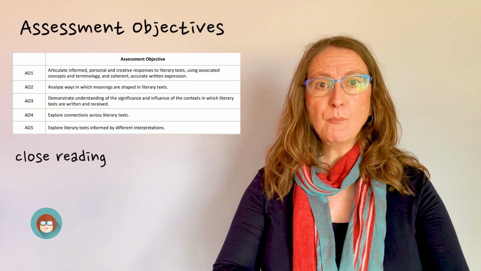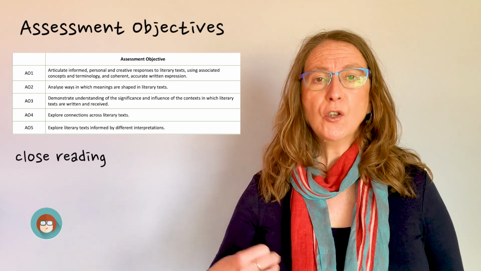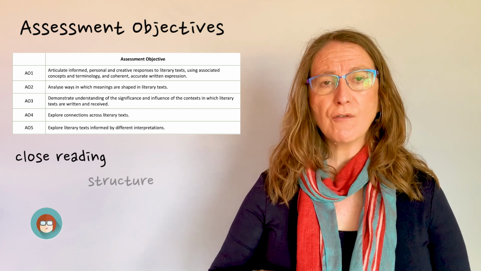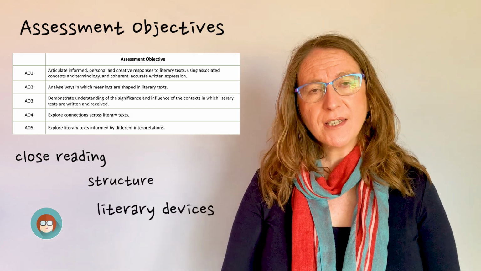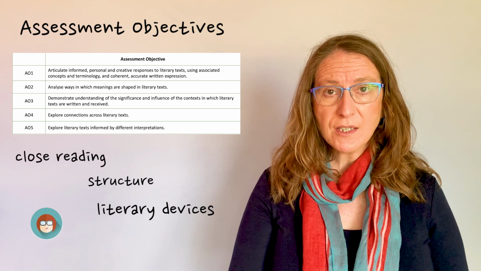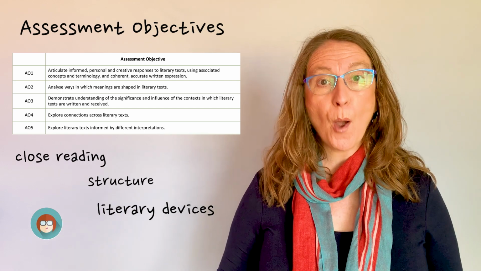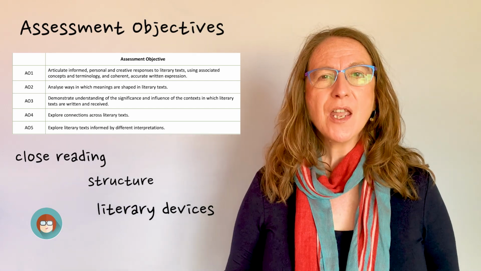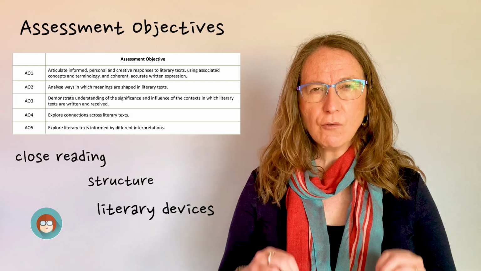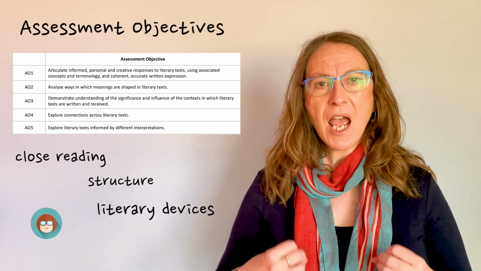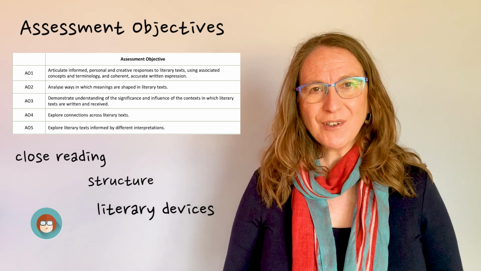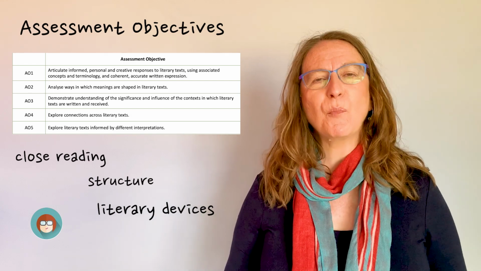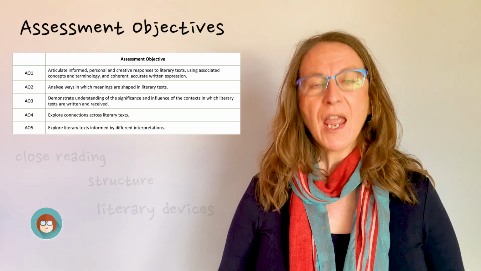Very closely aligned to that is assessment objective 2, which is all about close reading, delving into text and bringing interpretations, looking at the shape of text, the structure of text, and the literary devices employed, whether that's dramatic devices, prose devices, or poetry devices. So AO2 is really getting into the nitty-gritty of the construction of a text and how the creator of a text has shaped your response to that text.